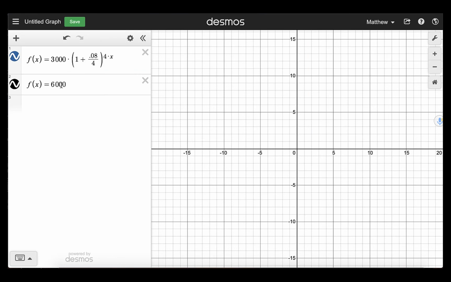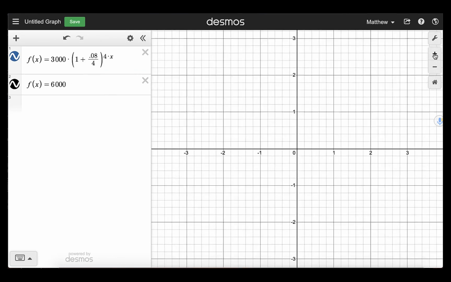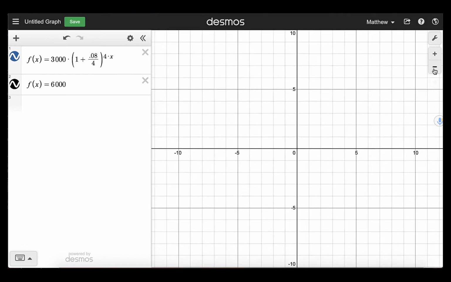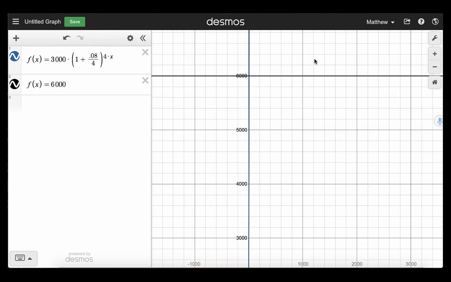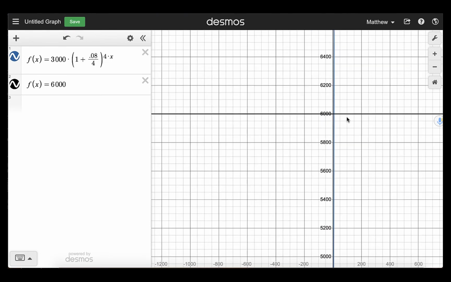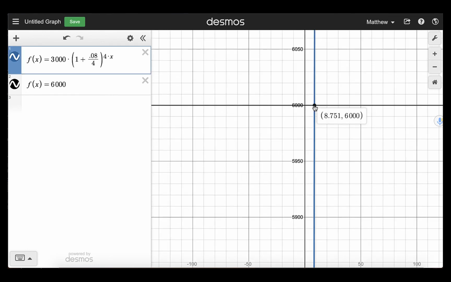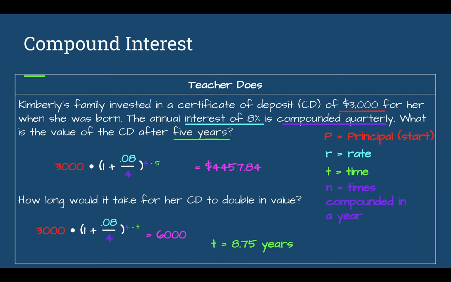So just like we did with exponential growth and exponential decay, I'm going to zoom out until I can find my spot where my two lines cross, and then I'll zoom back in. So my function and my total intersect at 8.75. And since we're solving for x, that first number will tell us how much time has passed. So 8.75 years. So the time that it takes is 8.75 years. That's how long she would need to leave it in order for it to double in value.